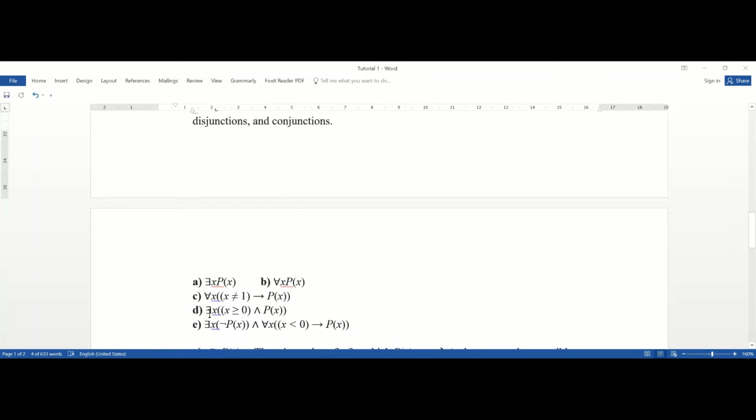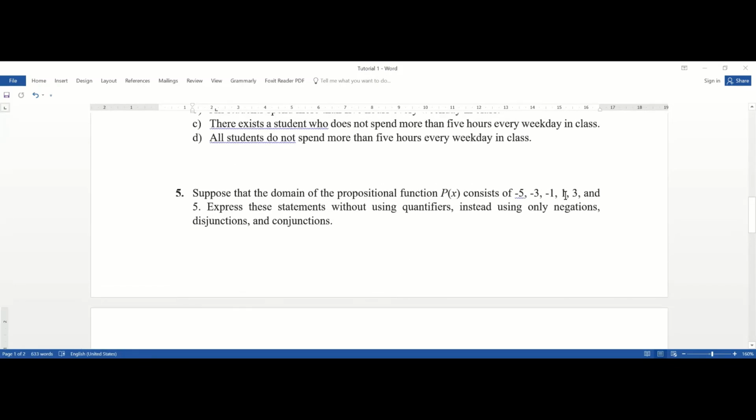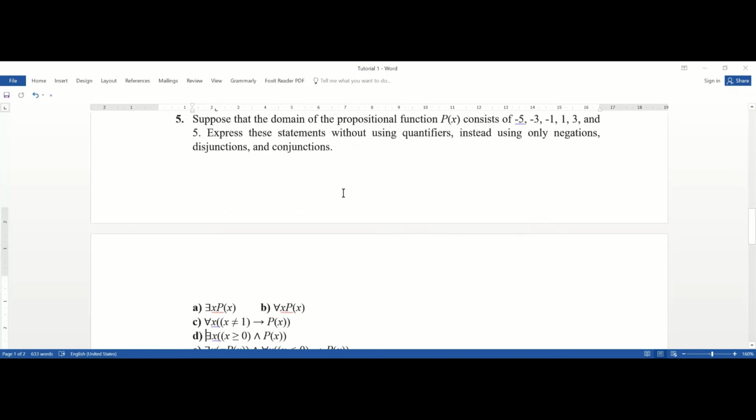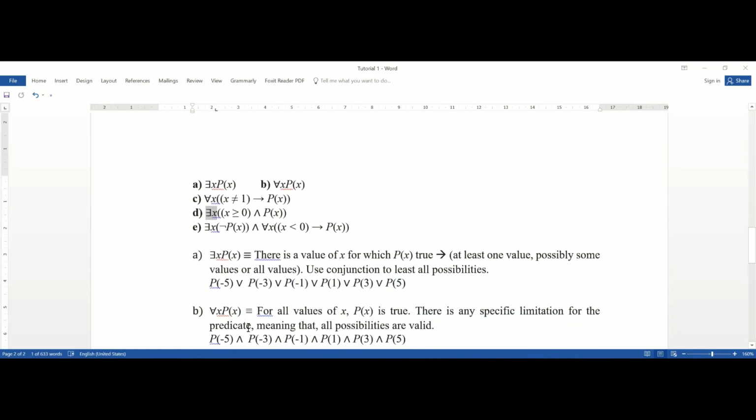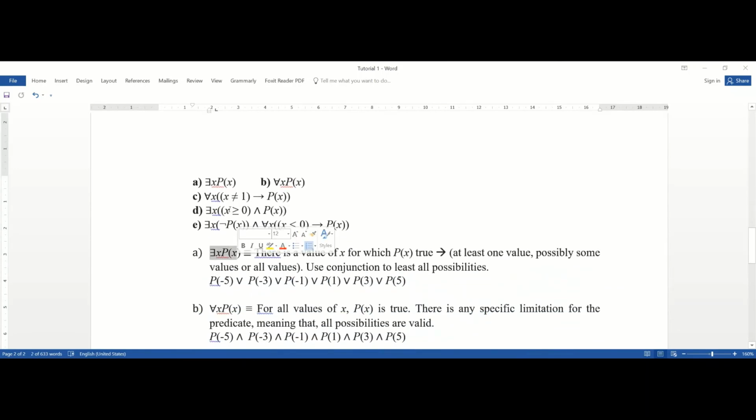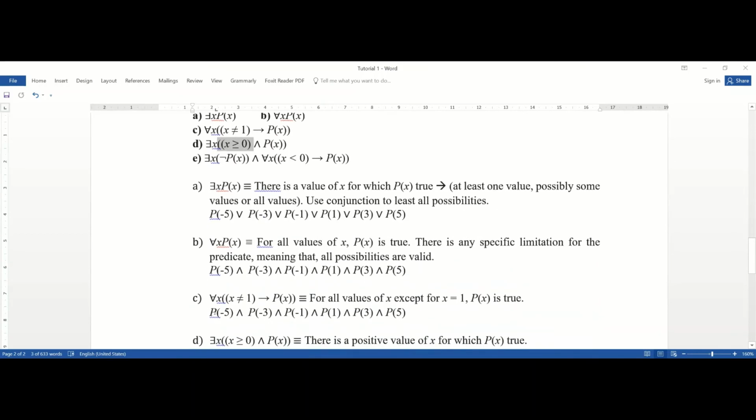Sorry, not and here, or. I thought it was universal. This is existential, so we use OR. Sorry about that confusion: P(1) or P(3) or P(5), because this is existential. Any of them. What we did here, we apply, but only when x is positive.